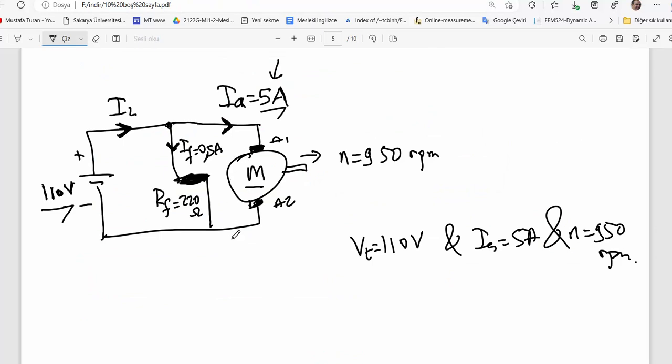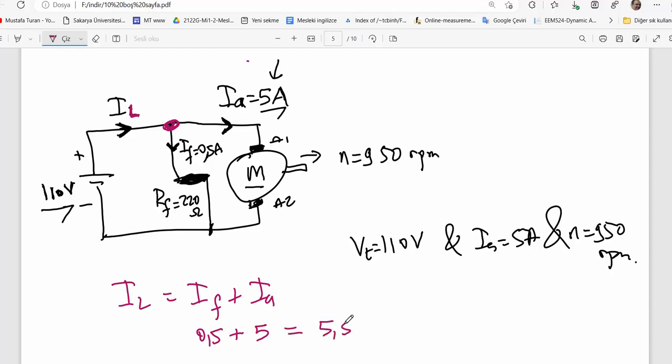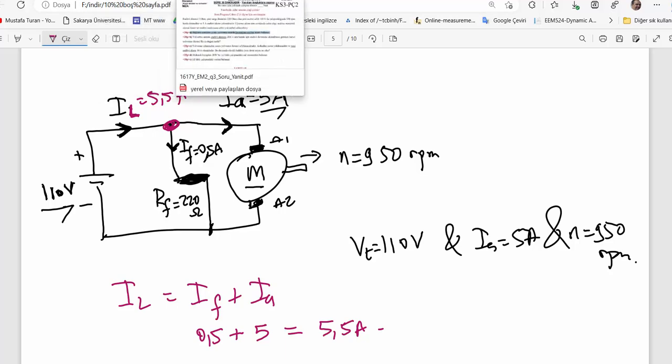Okay, let me do it. Here's the connection diagram we have already drawn, and the question asks to calculate load current. By the node equation, for motor operation, load current equals field current plus armature current. We have already calculated field current as 0.5 and armature current is 5 amps. All those make 5.5 amps. As you see, it is very easy. You got 20 points in that quiz right now.